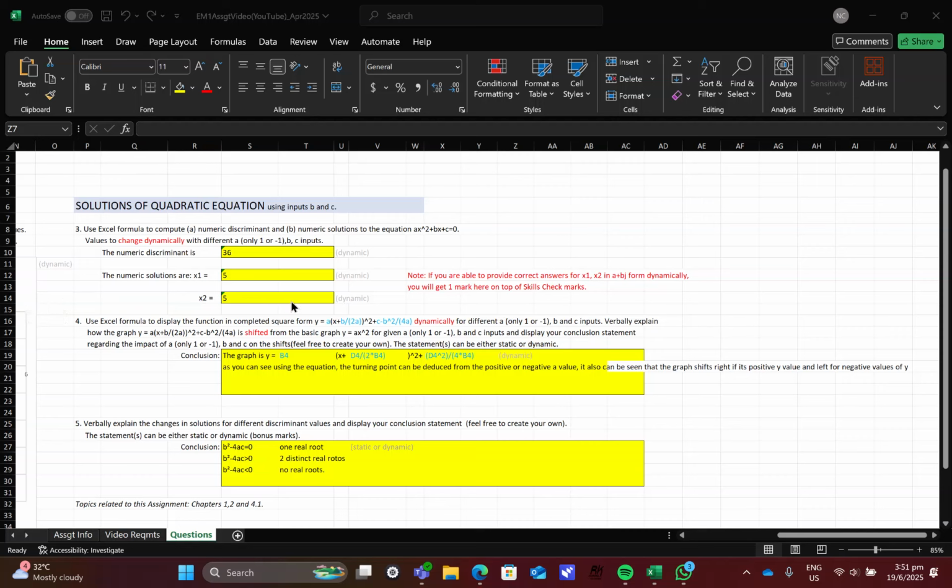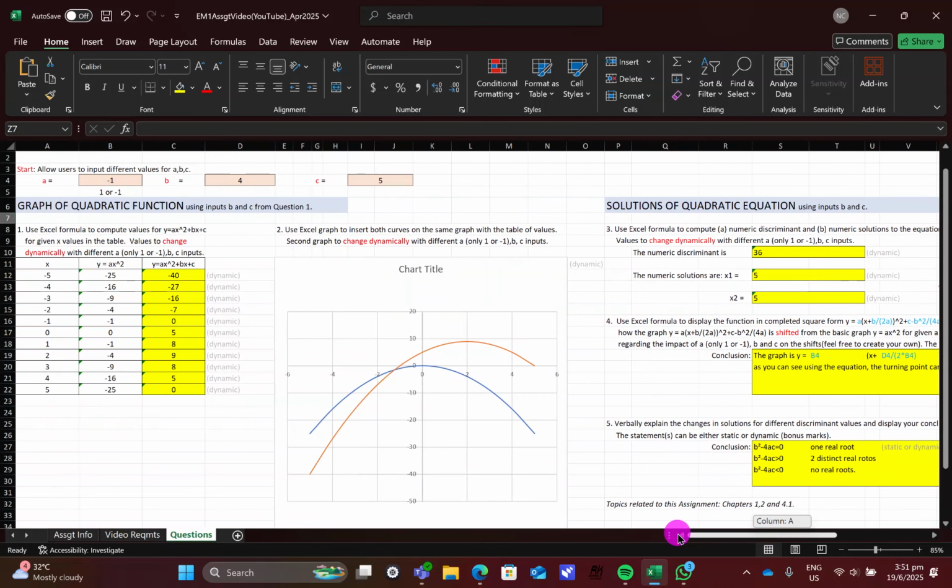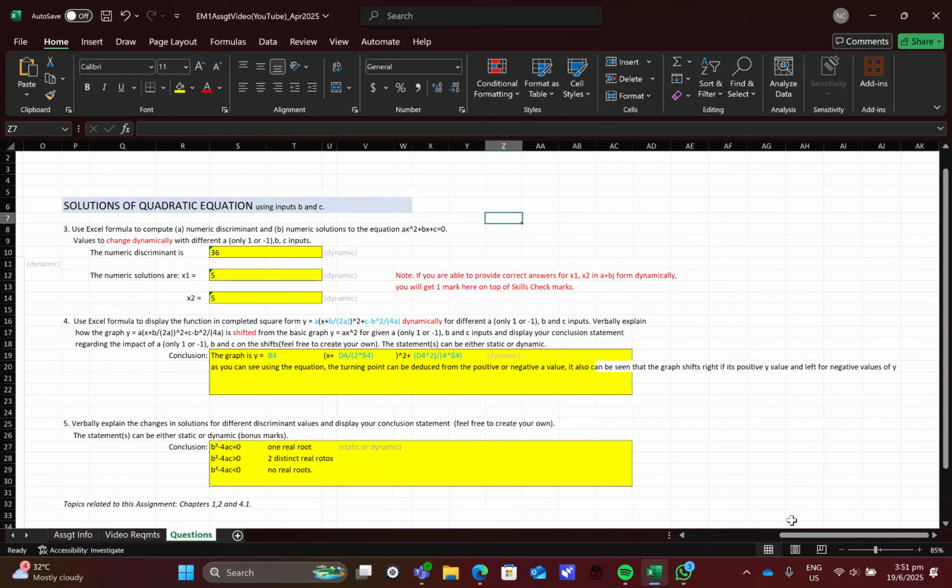We can use that equation, ax squared plus b plus c, the original equation that's given to us, the quadratic equation. We can complete the square method to solve for the turning point and the shifting, the vertical shift or the horizontal shift of the graph.